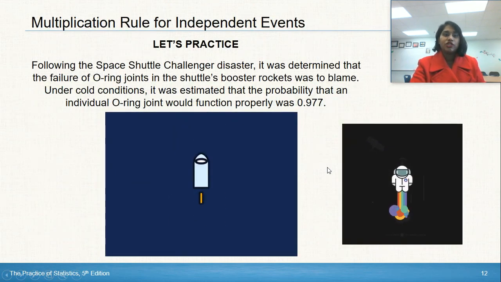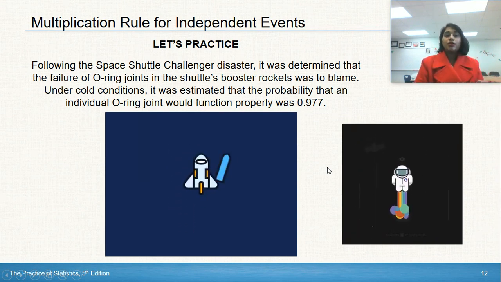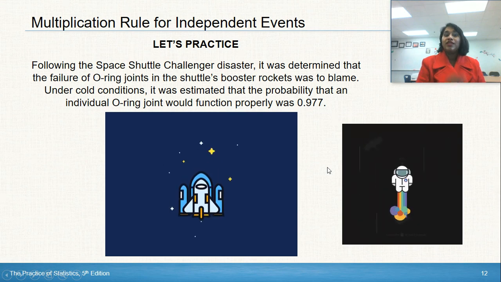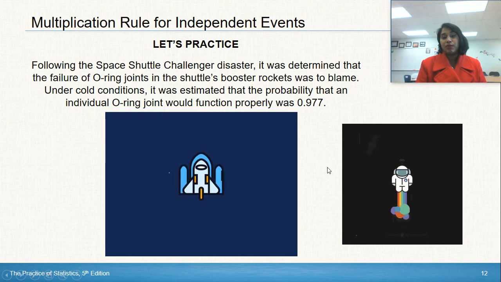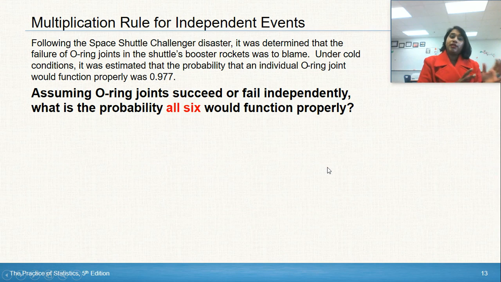So here we have our space shuttle. The Space Shuttle Challenger disaster was determined to be a failure of the O-ring joints in the shuttle's booster rocket. Under cold conditions, it's estimated that the probability that each individual O-ring joint would function properly was 97.7%. So, assuming that the O-rings succeed and fail independently, so joint one can succeed and all the other ones can fail, or vice versa, what is the probability all 6 are going to function properly to prevent a Challenger disaster?